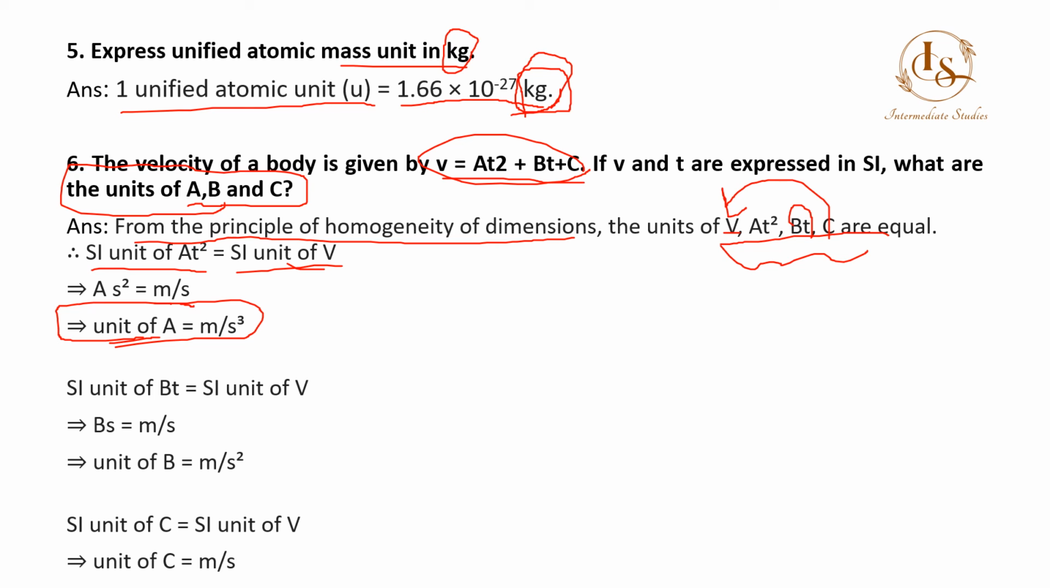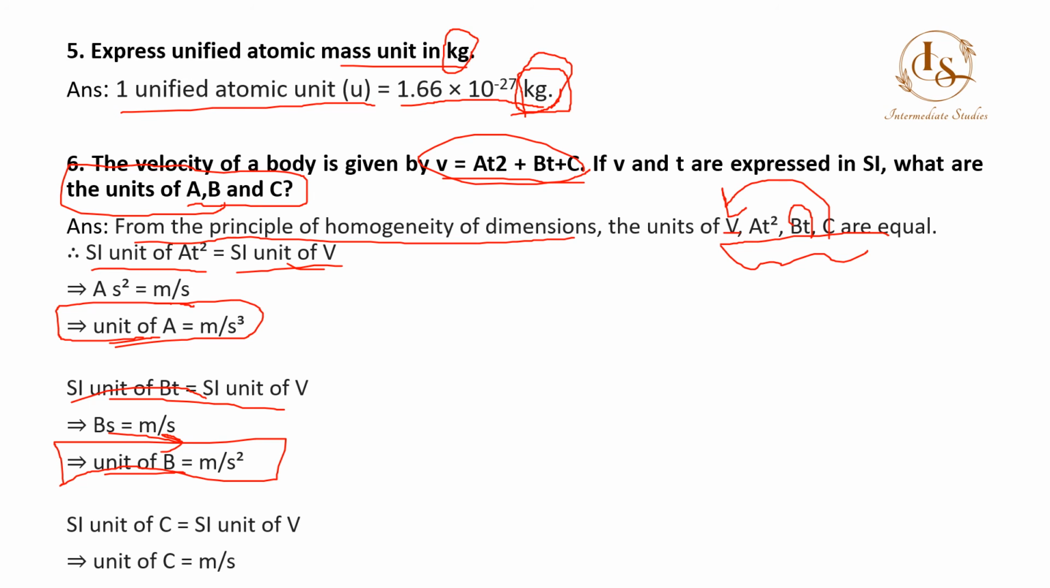So the next one, the SI unit of BT is equal to the SI unit of V. What is the unit for time? Seconds, is equal to the SI unit of V, which is nothing but distance by time, meter per second. So finally, what is the unit of B? Meter per second square. So this one is your second answer. The unit of B is equal to, if the S comes here, it will become meter per second square.